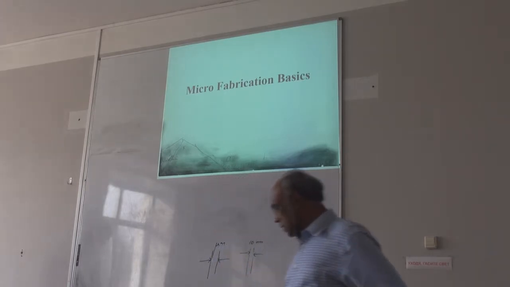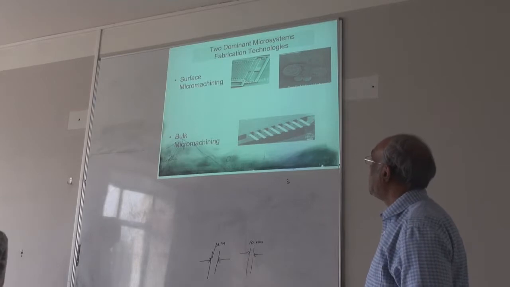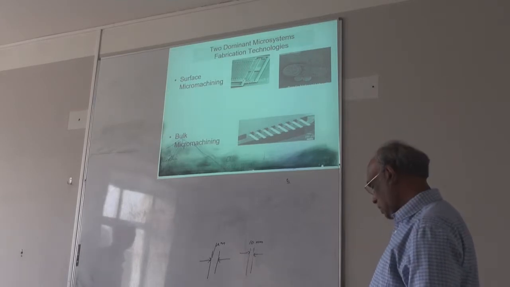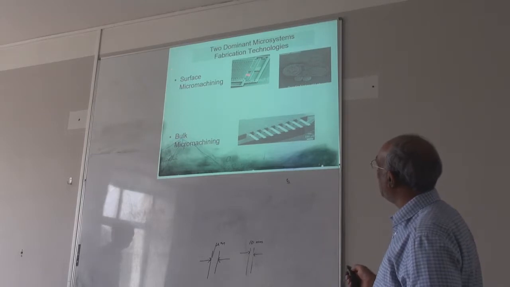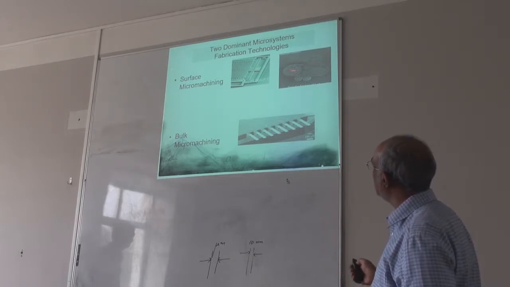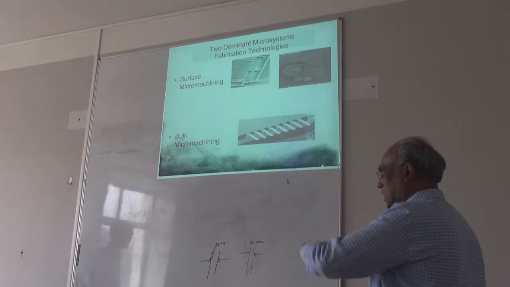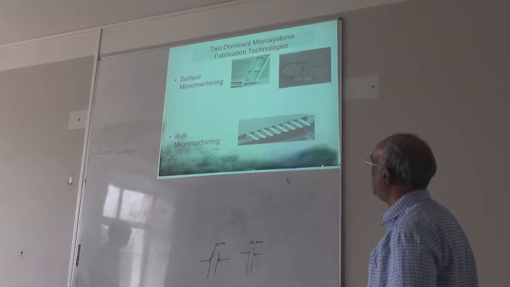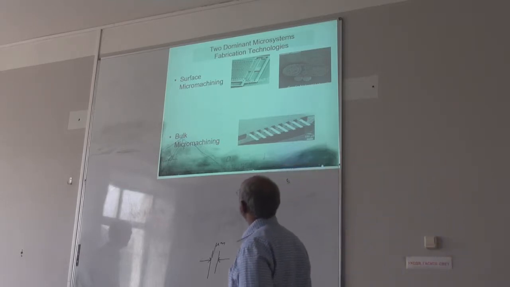So if you talk about microfabrication, there are two fabrication technologies. One is something called surface micromachining. You can make structures like this by doing surface micromachining. Then you can also do bulk micromachining. You can make something that's much thicker. So these are two techniques we typically use in microsystem fabrication.